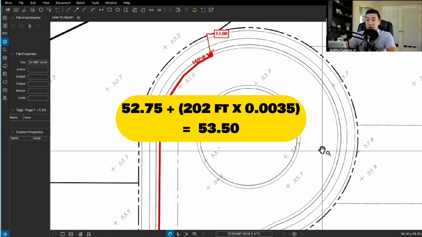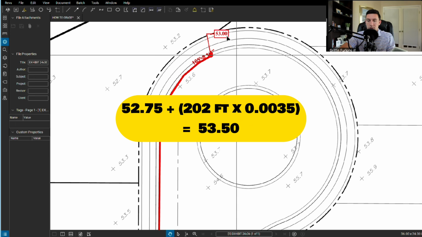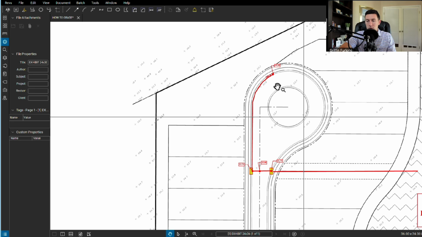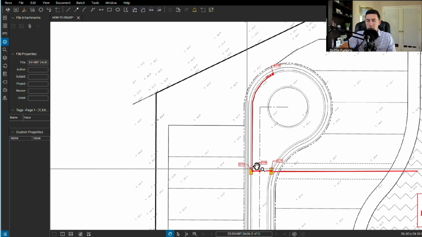0.0035 feet per feet. And then I said there was 202 feet in between the two. So we're going to set this grade at 53.5. So we are getting water from that high point to there.